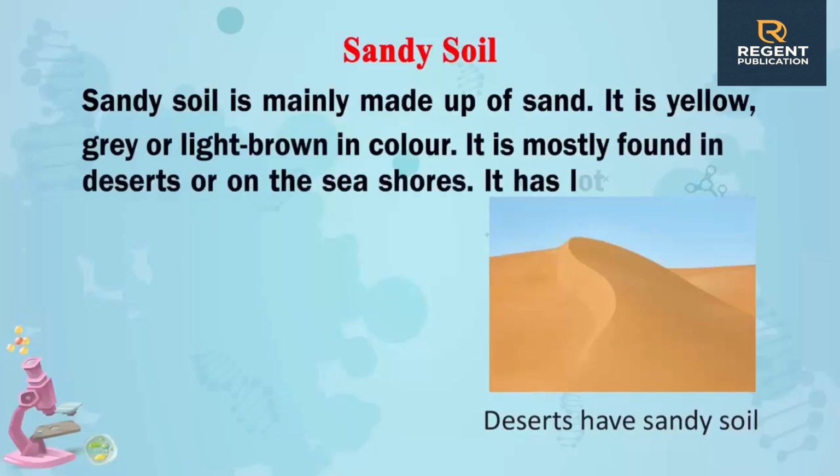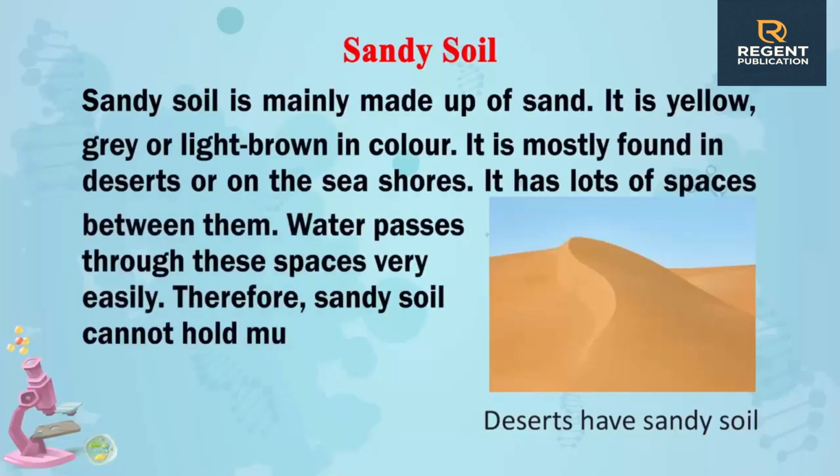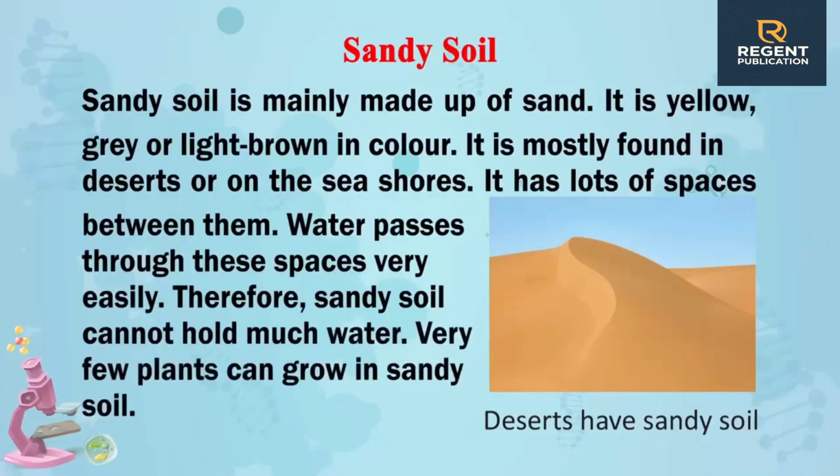Sandy soil. Sandy soil is mainly made up of sand. It is yellow, grey or light brown in color. It is mostly found in deserts and on seashores. It has lots of spaces between the particles. Water passes through these spaces very easily. Therefore, sandy soil cannot hold much water. Very few plants can grow in sandy soil.